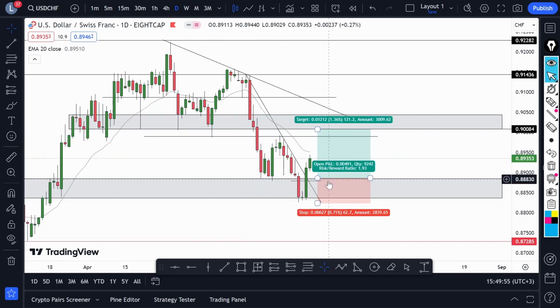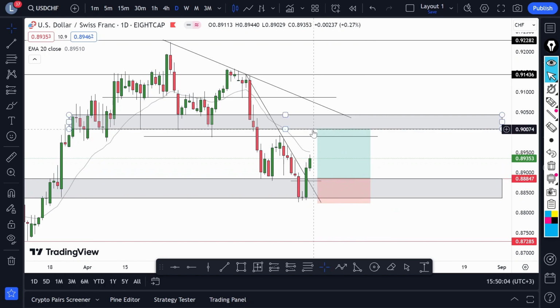And if we see a retracement to this level around 88.84, I'll put in a buy limit around this area, targeting the next area around 0.9, which is actually a big figure and an area where we saw these weak rejections and actually forms the next key area.